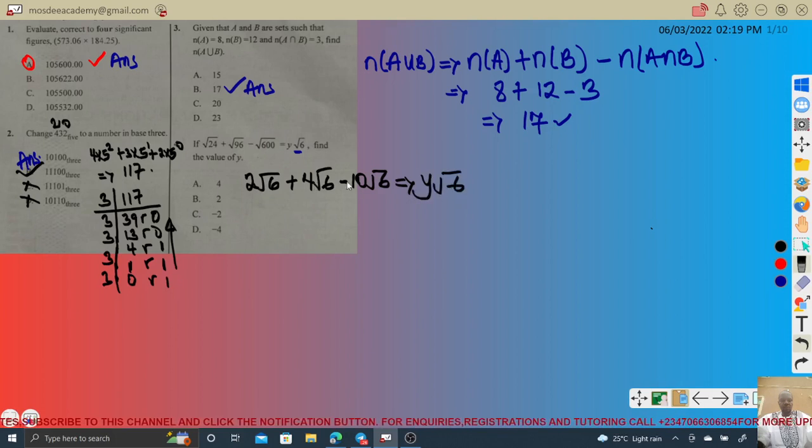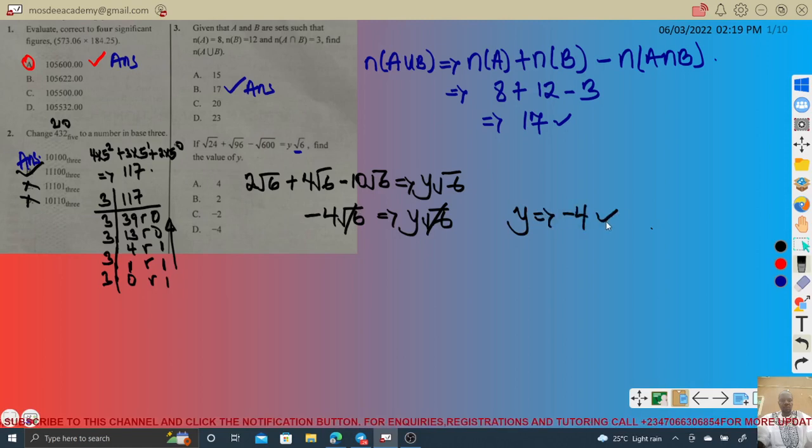So 2 plus 4 is 6, 6 minus 10 is negative 4, so negative 4 root 6 is equal to y root 6. So you can equate. This gets cancelled out. So y is equal to negative 4. I hope you understand. I hope you solved correctly. I hope you didn't make a calculation error, because that's another error we can all make. We are all human, but I always tell you, avoid calculation errors.